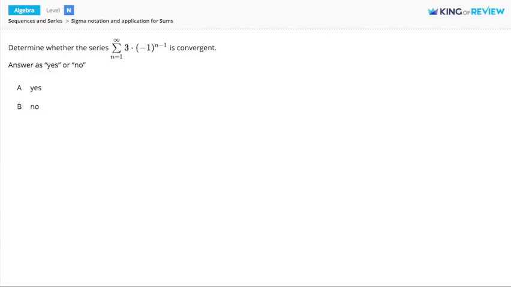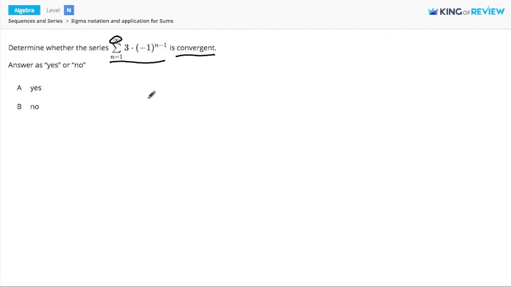Here we need to determine whether the infinite series given here is convergent. We know this is an infinite series because n starts at 1 and ends at infinity, so it goes on forever. Convergent means that this series would equal an actual sum. We could figure out, using limits, the sum of this infinite series. It wouldn't just keep changing as soon as we add another term. It would actually converge to a single number as its sum.